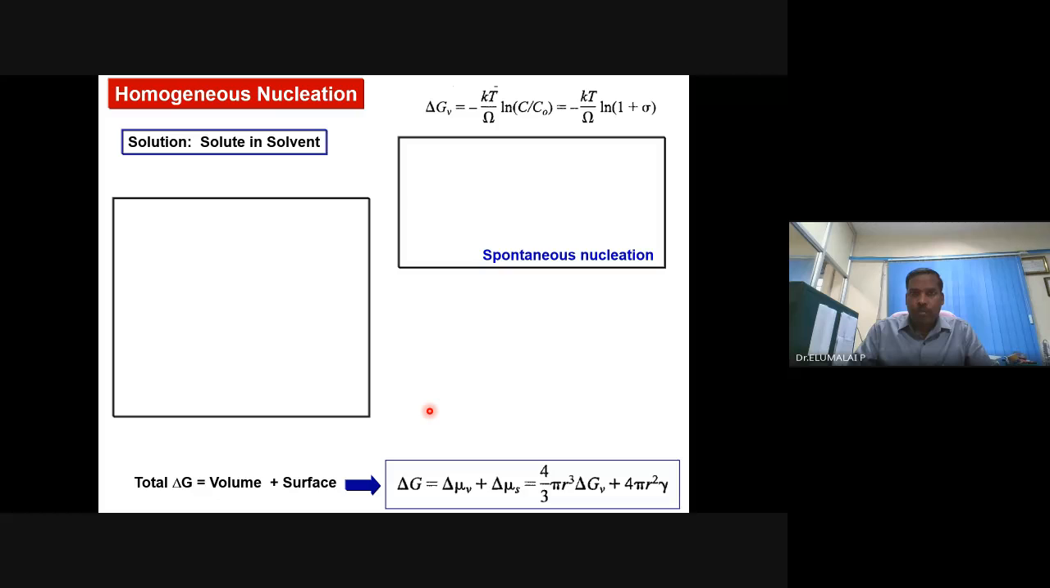When will this homogeneous nucleation take place? When we have two identical phases. For simplicity, we will consider two solutions. Tap water containing sodium chloride, another solution containing silver nitrate, or a solution containing auric chloride, HAuCl4, which can be a precursor for getting gold nanomaterials, nanocolloids. Then another solution containing sodium borohydride.